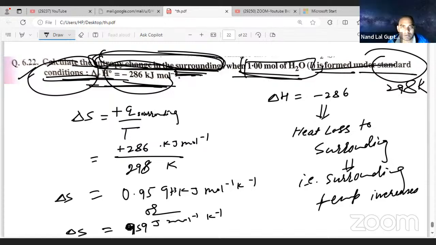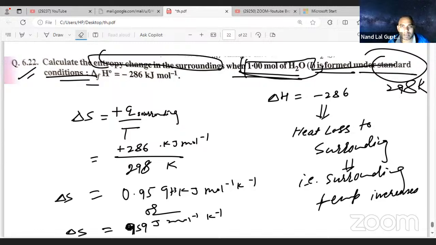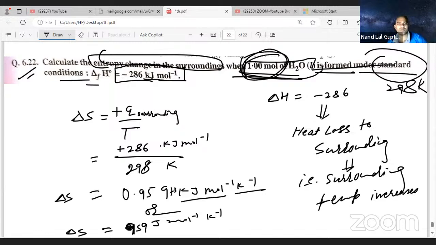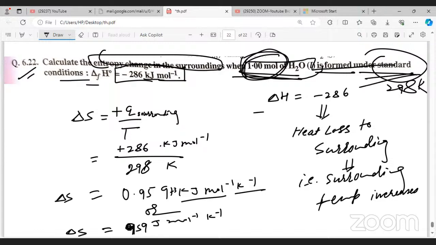Here you see the unit of H. The Q value they have given in kilojoule per mole. So kilojoule per mole is already there, and Kelvin will go from the bottom. So kilojoule per mole per Kelvin. Here this one is also given as 1 mole, so no problem if you are not writing per mole. It is automatically 1 mole because it is given as standard also. Standard means per mole.